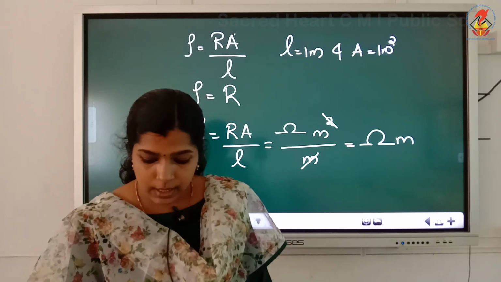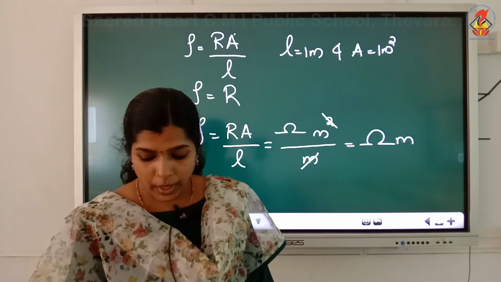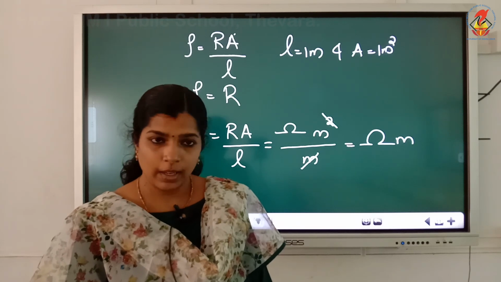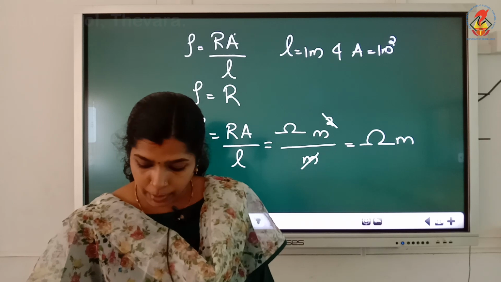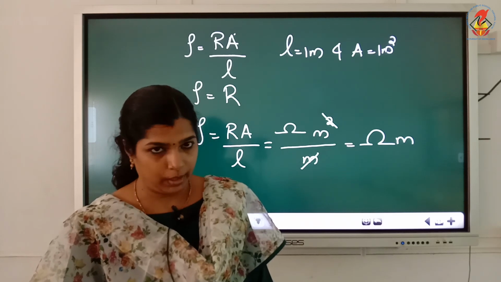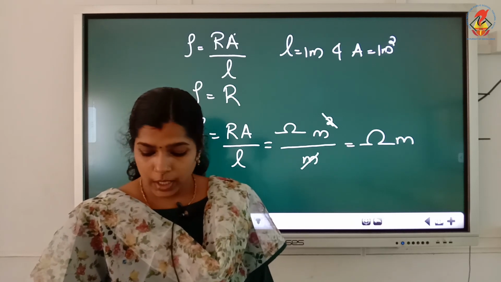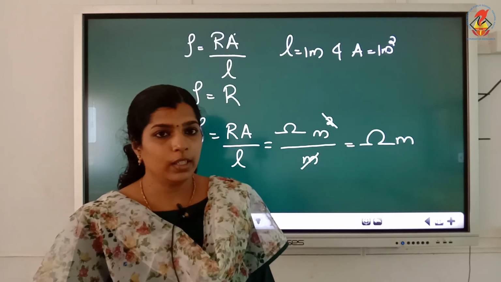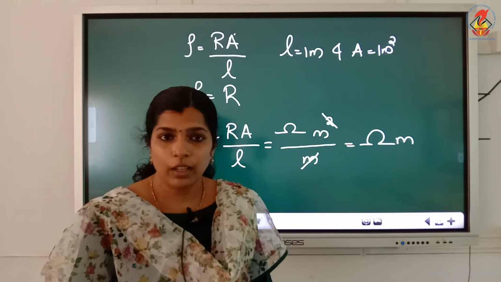Tungsten is used as a filament in electric bulbs, whereas copper and aluminium are generally used for electrical transmission lines. Tungsten's resistivity is about 5.2 into 10 raised to minus 8 ohm meter. It has a higher resistivity, so it is used in electric bulbs. Copper and aluminium are used in electrical transmission lines because the resistivity of these metals is very low.